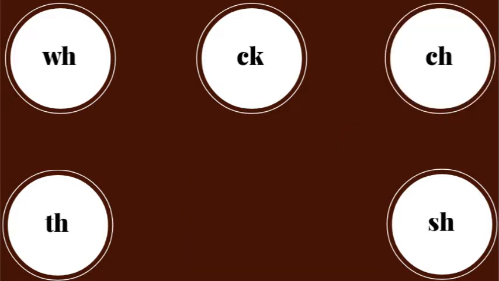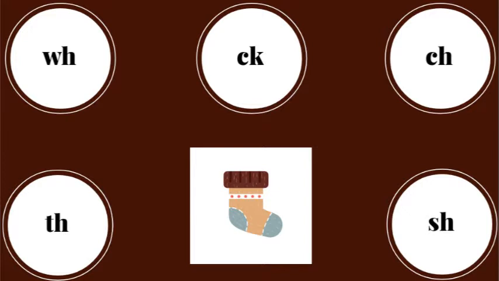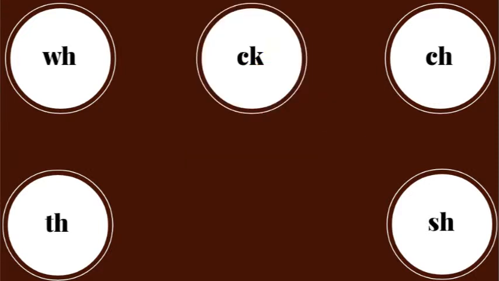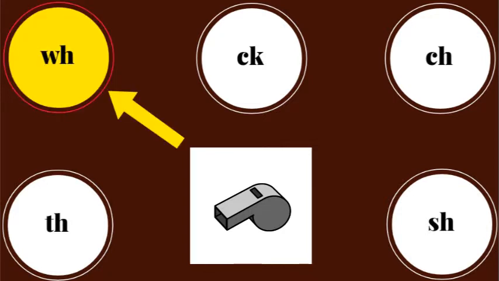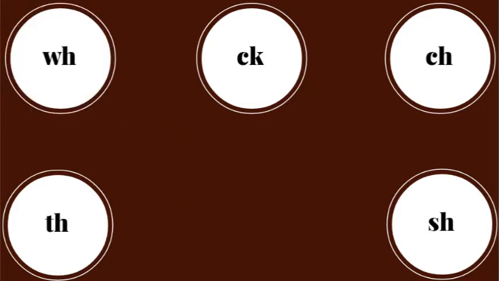Here's another picture and the digraph sound comes at the end of the word. That is a sock. The digraph is at the end. It is CK. What is this? That is a whistle, and it starts with wh. The digraph is WH. Let's try one more.